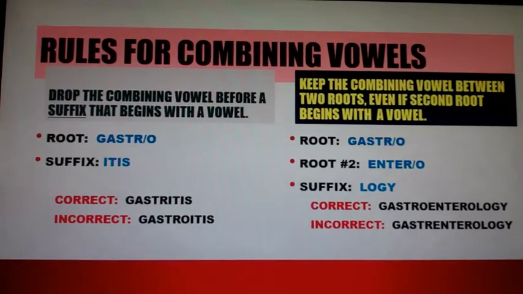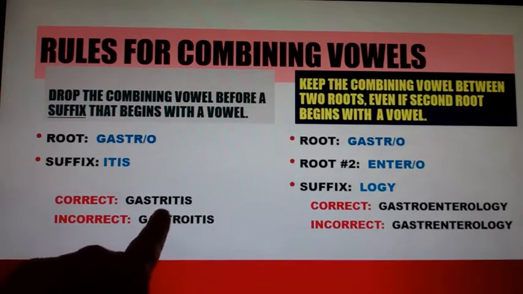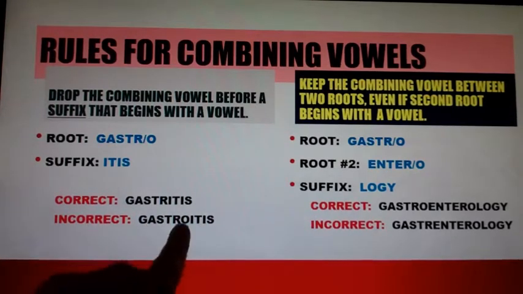Rules for combining vowels. Drop the combining vowel before a suffix that begins with a vowel. Root, gastro, suffix, itis. Correct is gastritis. Incorrect is to have the O in the root.